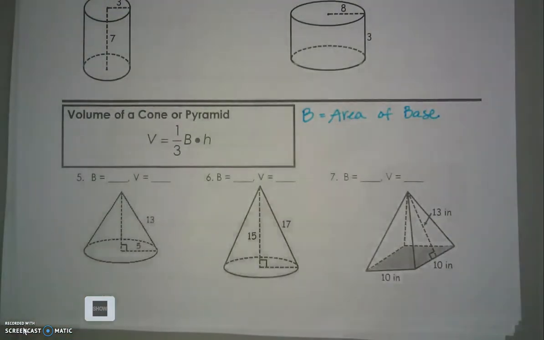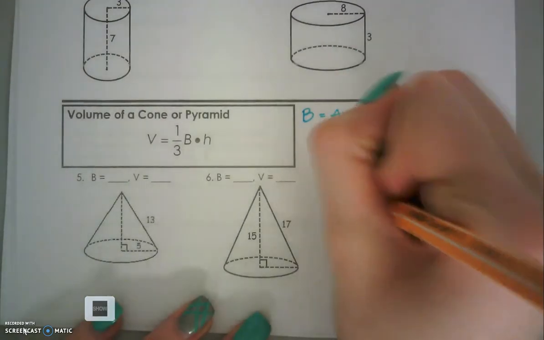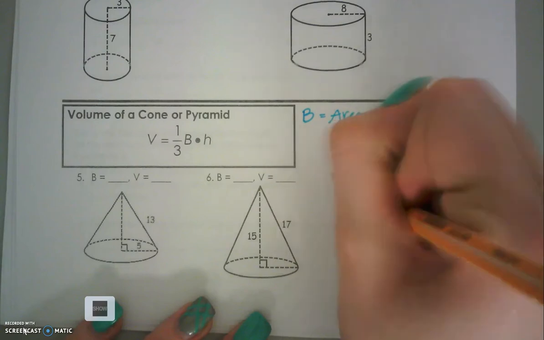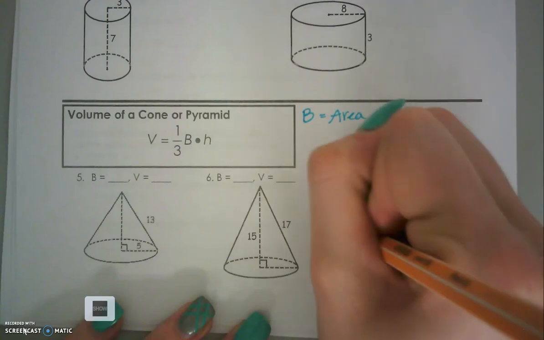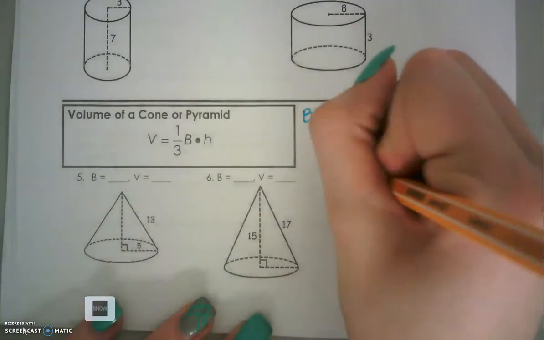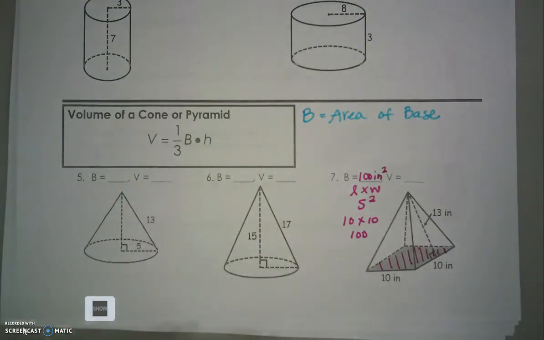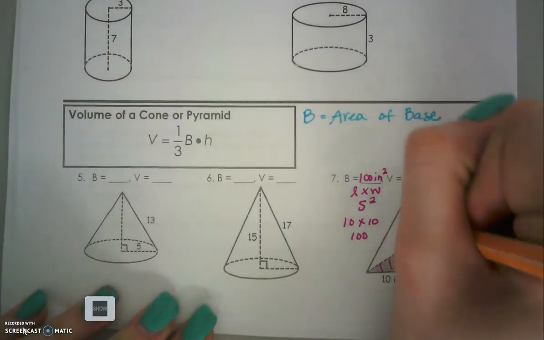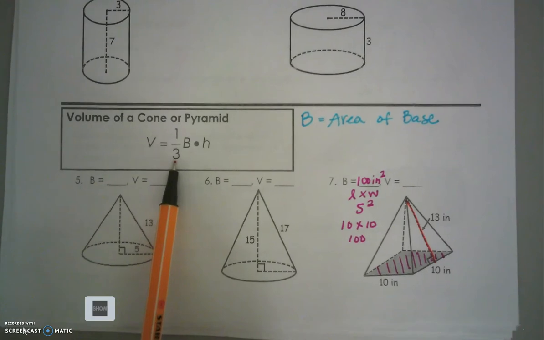So looking in problem number 7, my base is a square. So we can still look at this as length times width, or we can say side squared. So 10 times 10 gives me 100. And so this is 100 inches squared. And the height of my figure is now 13. This piece right here. There's my height. The new part of this formula is I'm adding in a 1/3.